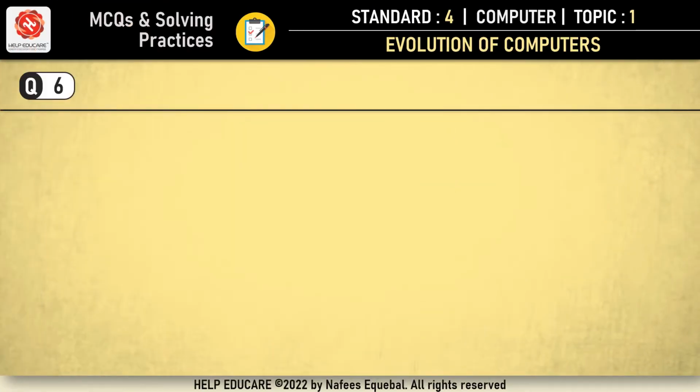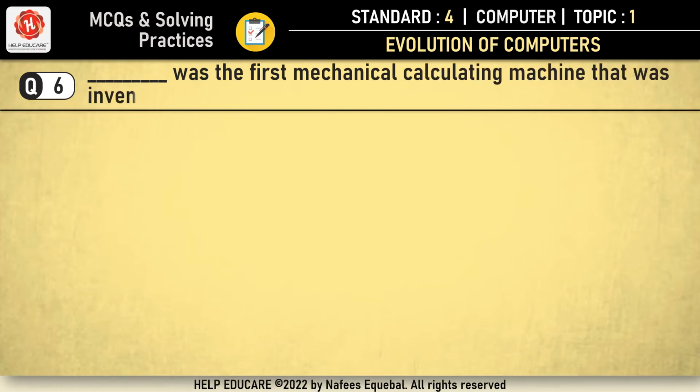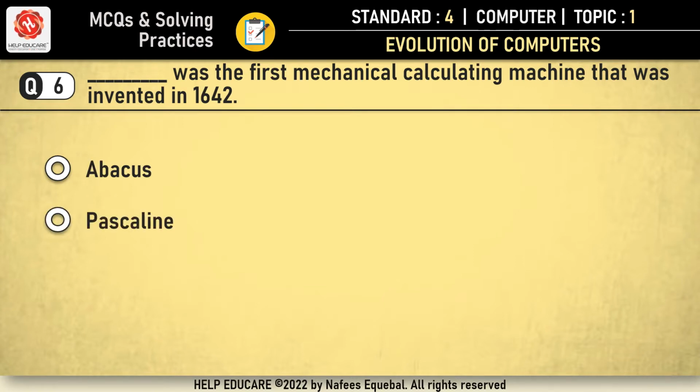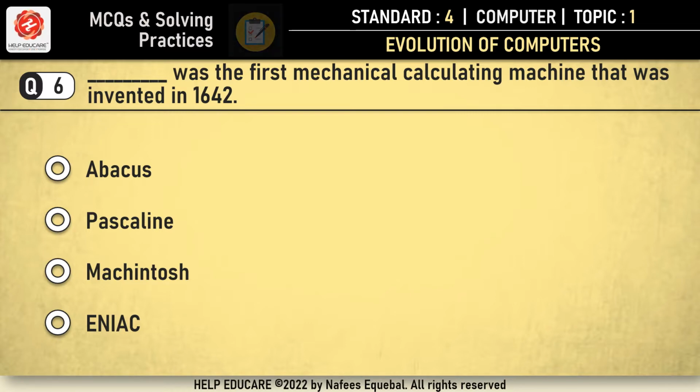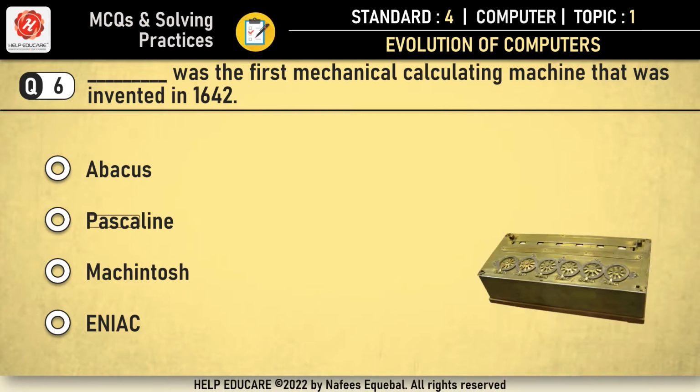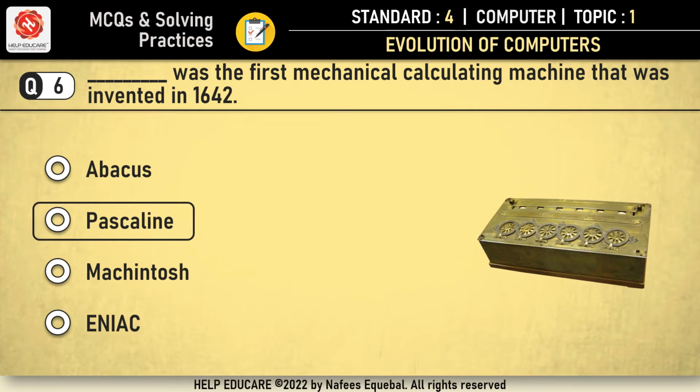Question number 6. Was the first mechanical calculating machine that was invented in 1642. First option, abacus. Second option, pascaline. Third option, Macintosh. Fourth option, ENIAC. Answer will be displayed in 10 seconds. Correct answer is pascaline.